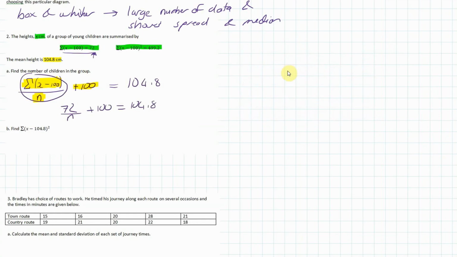So I can go 72 over n is equal to, now I'll bring that 100 across by subtracting, so I get 4.8. Then 72 is equal to 4.8n. So n equals 72 divided by 4.8, and that gives me 15. n is 15, so there are 15 children in this case. Okay, so that's that one.